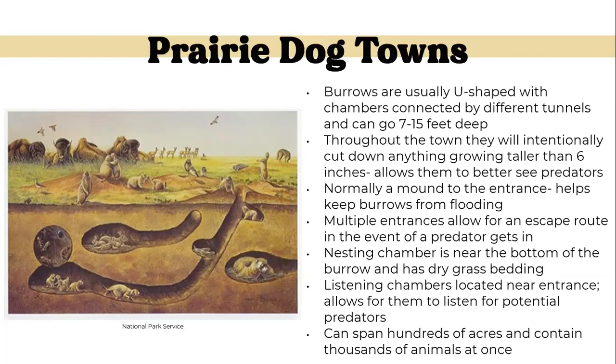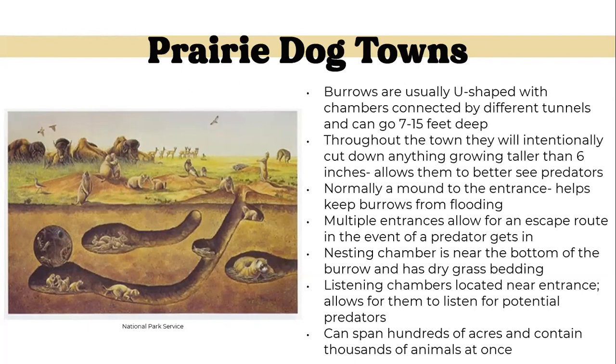They have a nesting chamber towards the bottom. This is lined with dry grass so that it's soft. There are listening chambers located near the entrance so that they can listen if there's a predator around, and then they can warn their other friends. And a single prairie dog town in their heyday could span hundreds of acres and contain thousands of animals at one time.